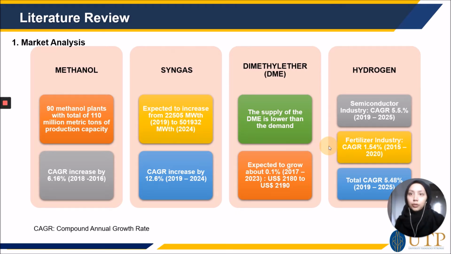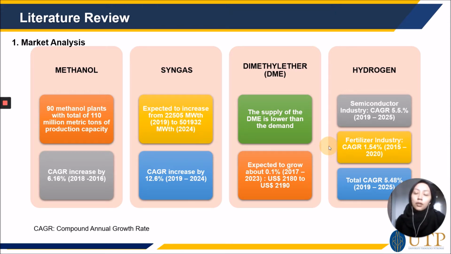In the literature review, there are two parts, the first one is market analysis and the second one is plant location. So from polypropylene, we choose to have four main products, which are methanol, syngas, dimethyl ether, and also hydrogen. The first one is methanol. Worldwide, there are about 19 methanol plants with a total of 110 million metric tons of production capacity. And the Asia Pacific is the top globally, especially in the methanol industry.